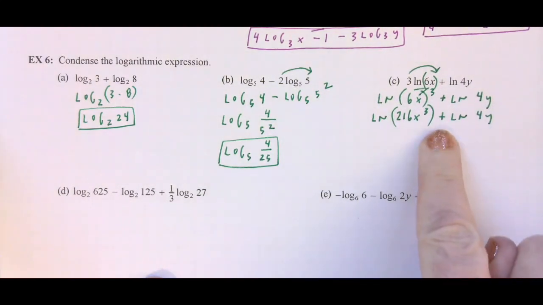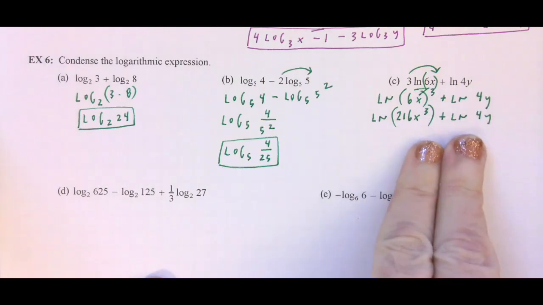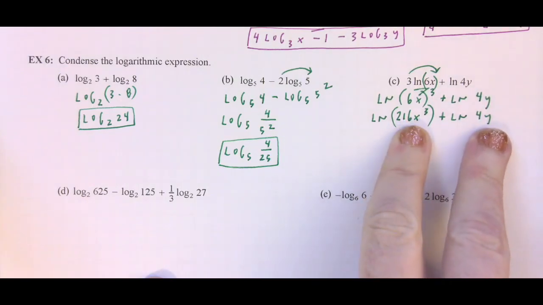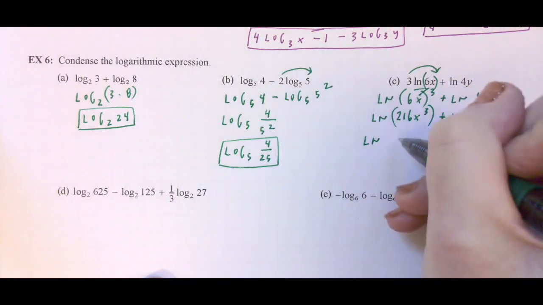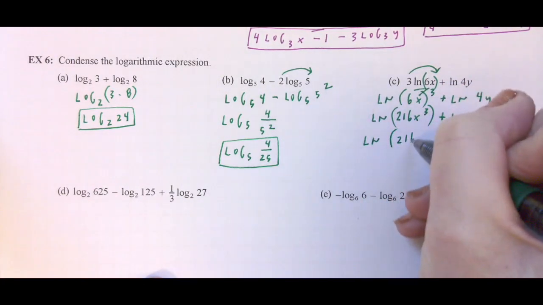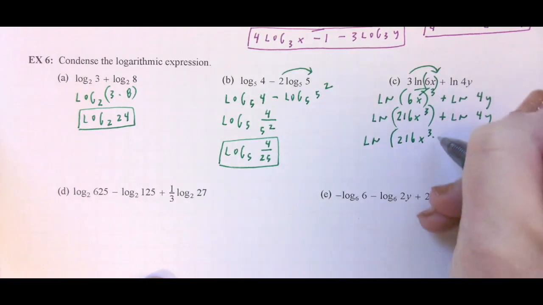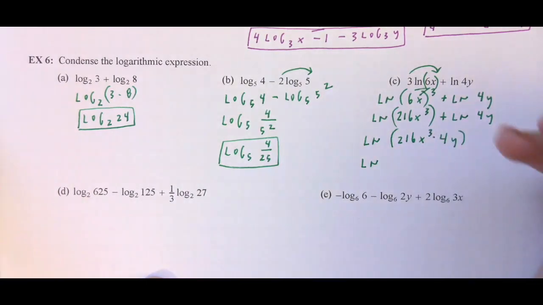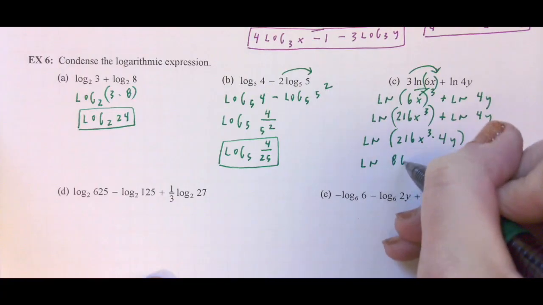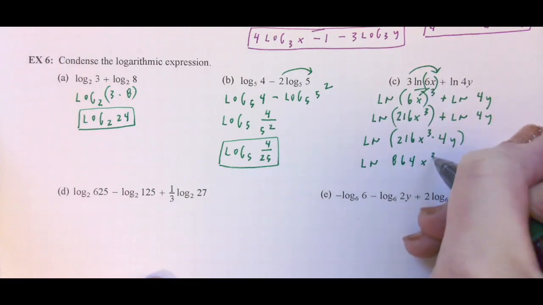Okay, so that addition here, if I want to fuse it into one term, I can multiply their arguments. It's the product property. So ln, I'm looking at 216x to the third times 4y. So I'm going to end up with ln 864x to the third times y.